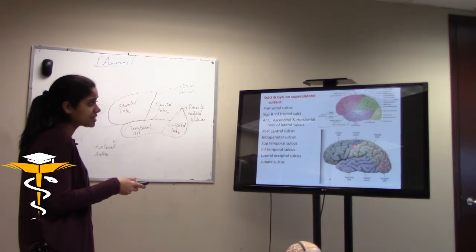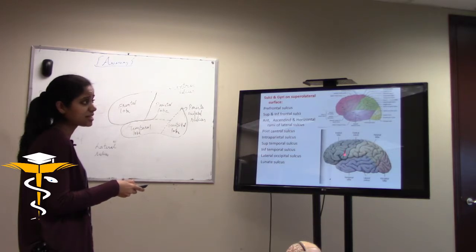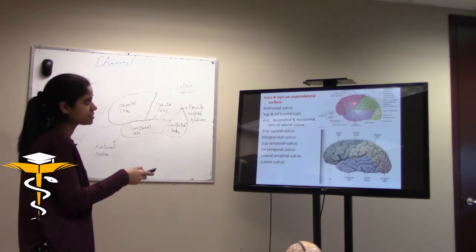There is another sulcus which is running in front of and parallel to the central sulcus. We call it the precentral sulcus. What is this? This is the precentral sulcus. The same sulcus is shown in this diagram. This is the precentral sulcus. Is it clear?